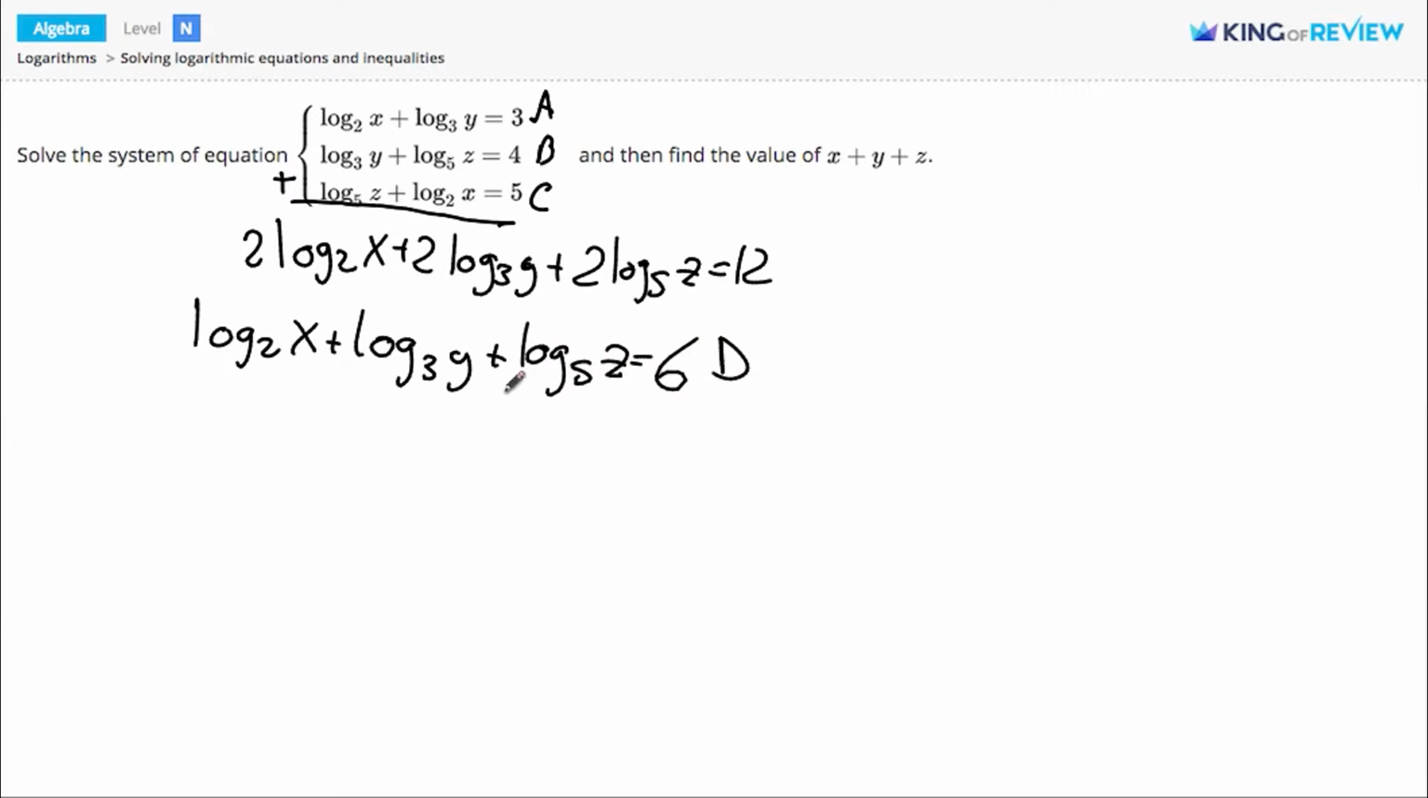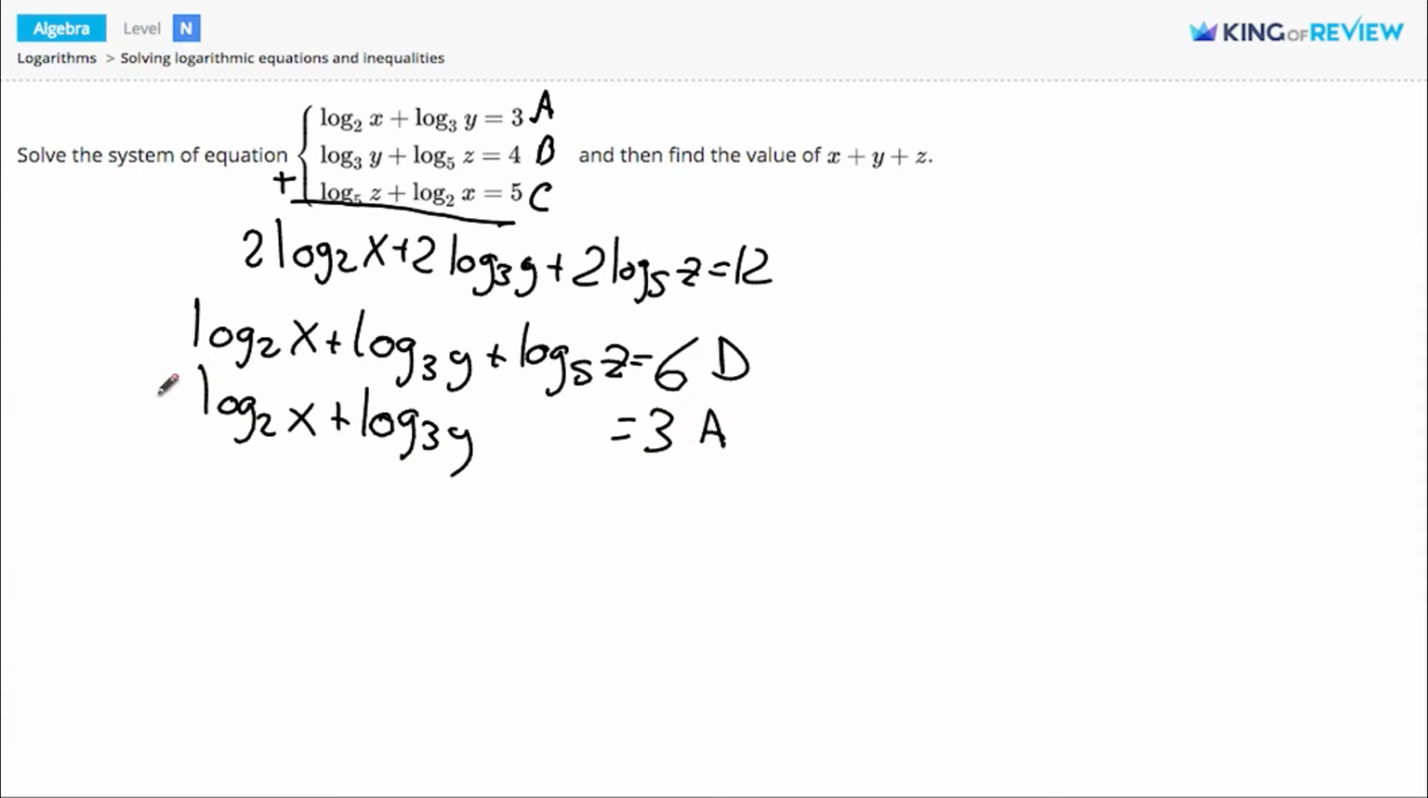Now, notice, if we compare equation D to equation A, it's exactly the same, except equation D has an extra log base 5 of z. So let me bring equation A down. We have the log base 2 of x plus the log base 3 of y. I'll jump over to the equal sign, and that equals 3. So there's equation A again.